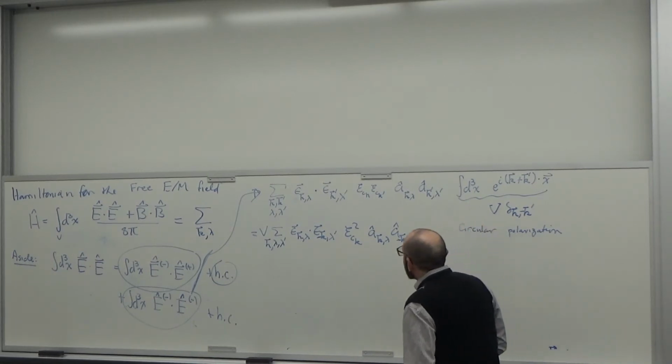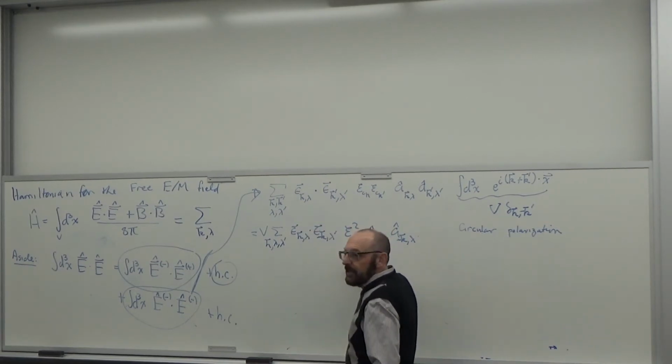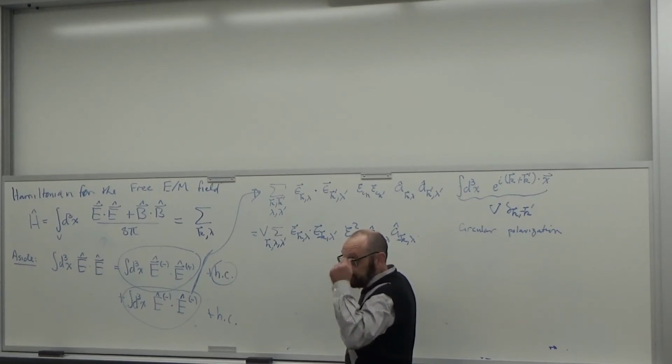Because C_k and C_k with minus k only depend on the magnitude of k, not the direction, we don't care.